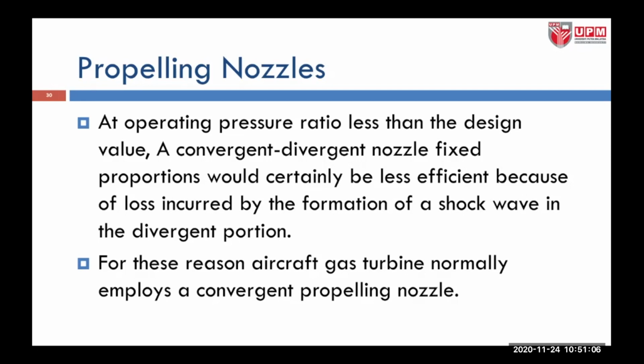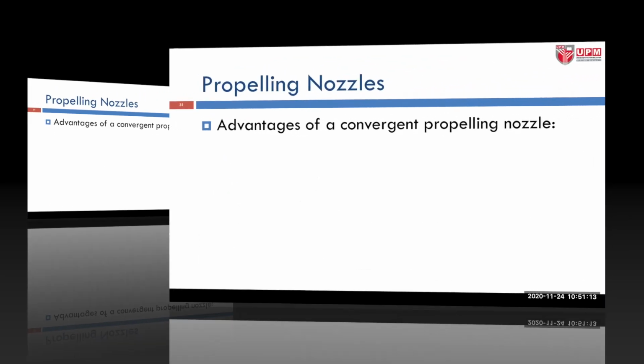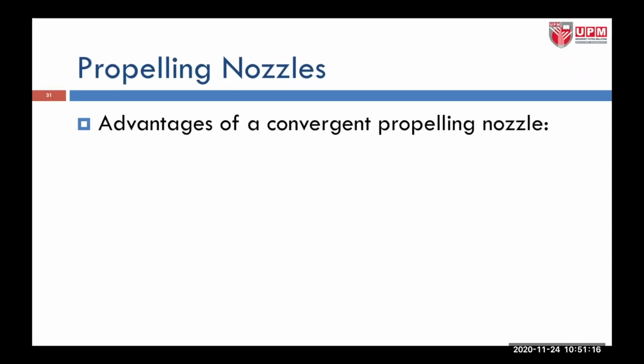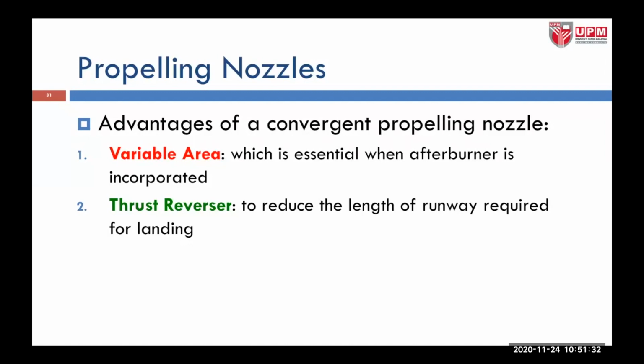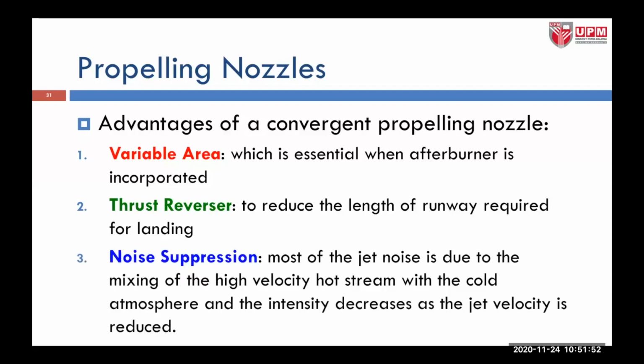Compared to the rocket, you may have a different design where you may require a convergent divergent nozzle. The advantages of a convergent propelling nozzle: number one is the variable area, which is essential when an afterburner is incorporated. Then a thrust reverser, to reduce the length of runway required for landing. You may have seen that when a typical aircraft lands, the thrust reverser is activated to get the aircraft stopped on a shorter runway. And then noise suppression.